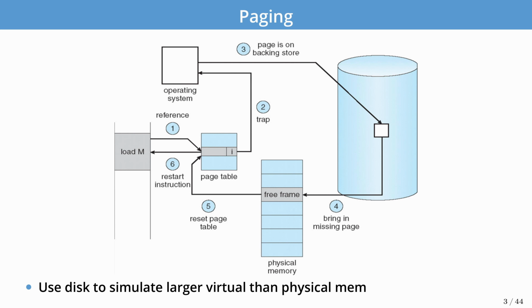In step 3, the operating system realizes the memory is somewhere on disk, so it'll allocate a page and read that memory from disk. Once it's brought the memory in, it can then go ahead and update the page tables, inserting the reference to the correct page, and restart that load instruction that caused the exception, the page fault exception, in the first place.